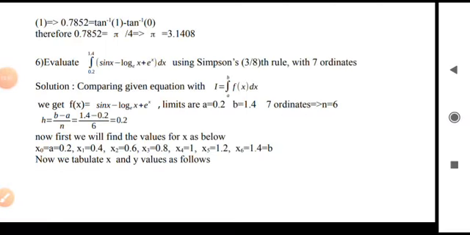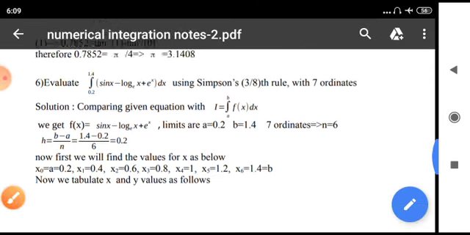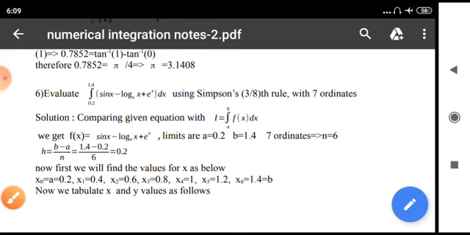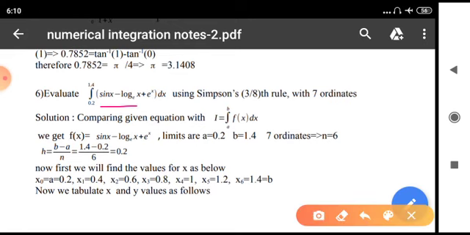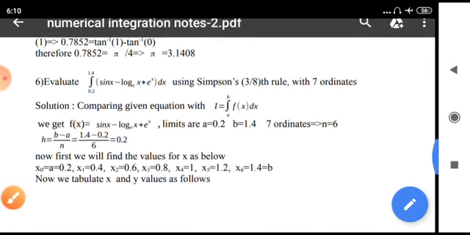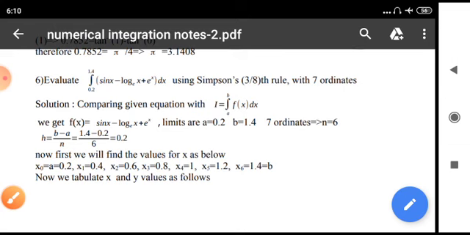Next problem, very important one. Evaluate integration from 0.2 to 1.4 of sin x minus log x to the base e plus e to the power x multiplied by dx using Simpson's 3 by 8 rule with 7 ordinates. Dear students, we know that 7 ordinates means n plus 1 is 7, so n value will be equal to 6. Now, solution. Compare the given equation with I equal to integration from a to b f of x dx.